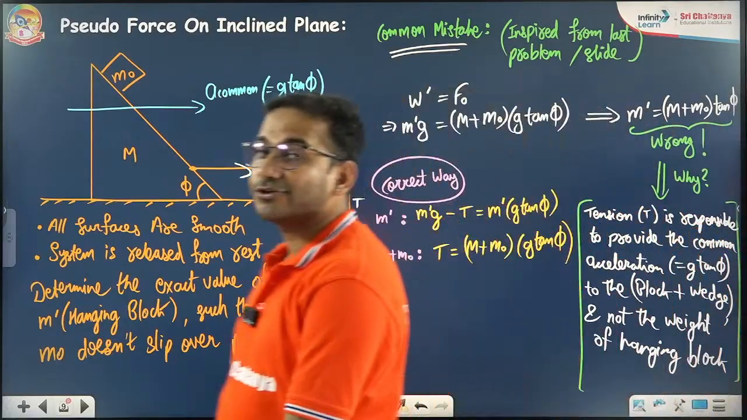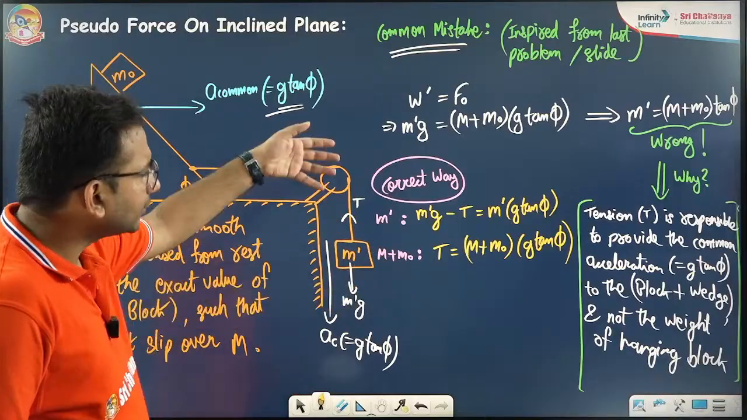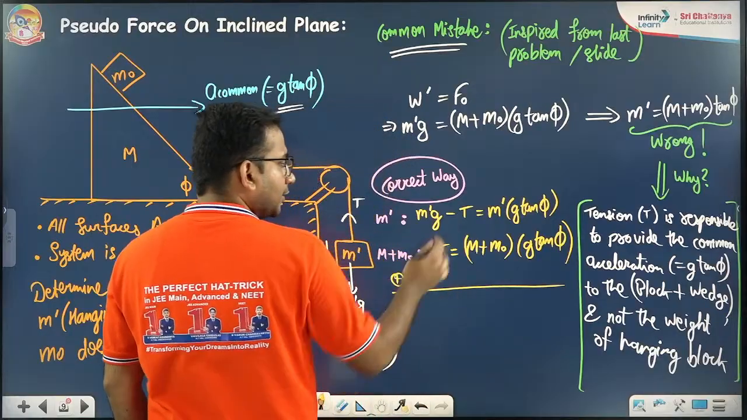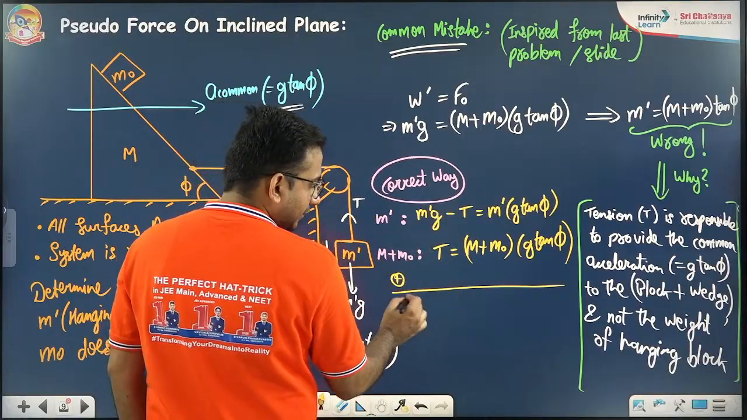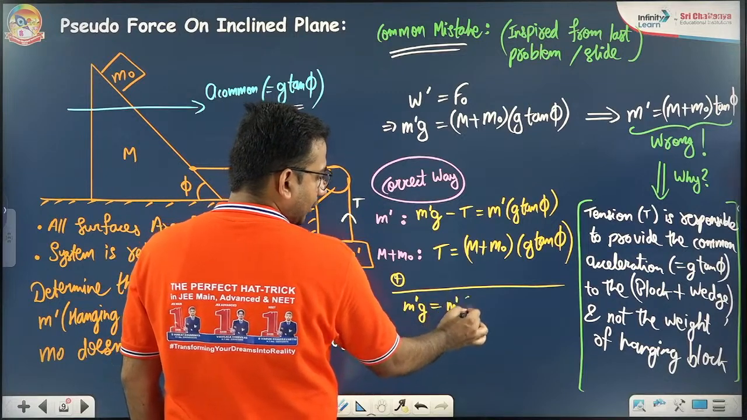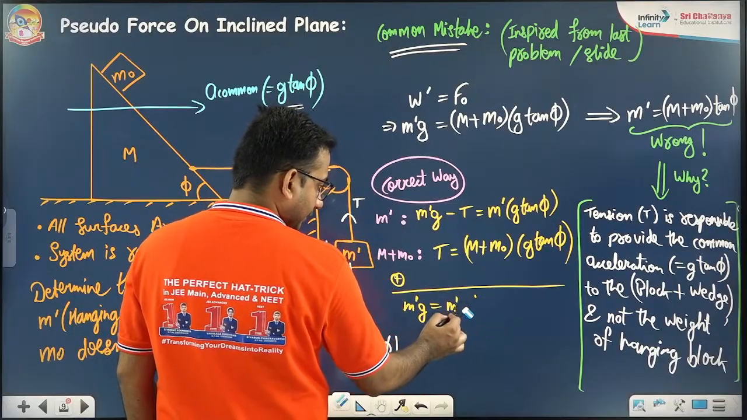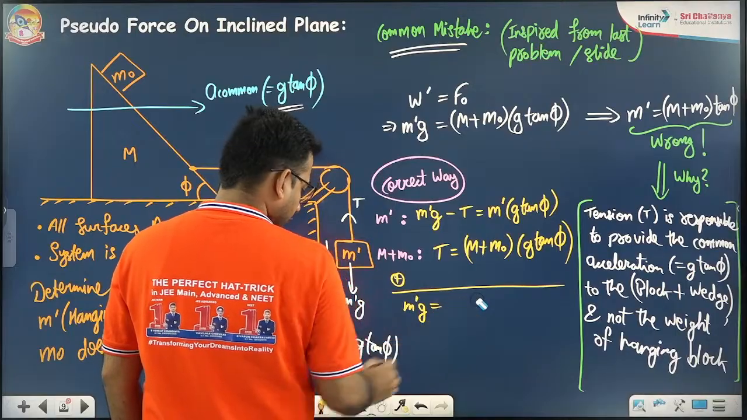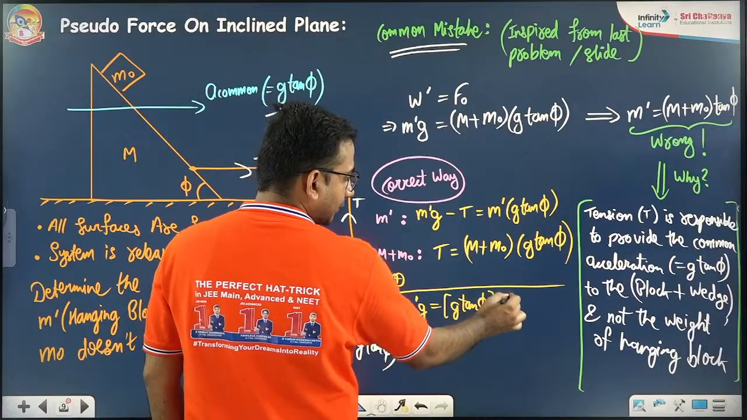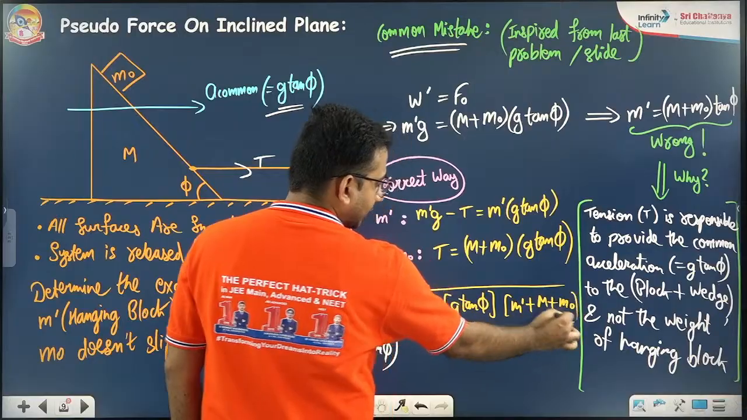Here they are not asking you anything regarding the tension. So if they are not asking you tension, better to add them up and eliminate the tension. If you add them up, minus T and plus T will be cancelled. So what I will get is M dash G will be equal to M dash G tan phi. In fact, I can take G tan phi common from all of them, and what we will get is M dash plus capital M plus M naught.